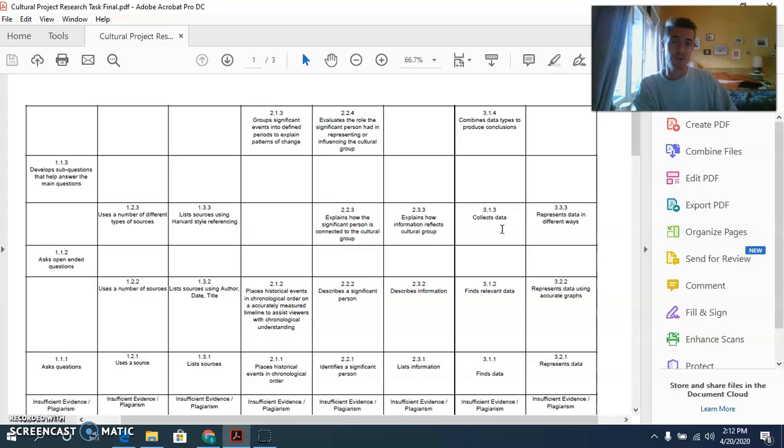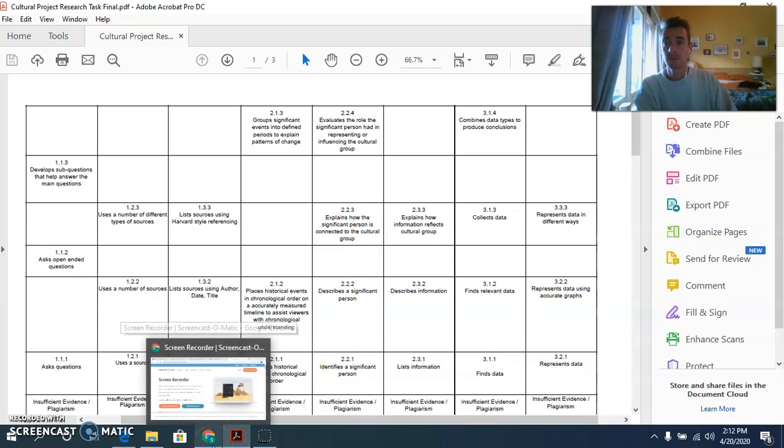So that would be where you yourself have gone away and you've conducted a survey or an online survey, or you've asked one person on their opinion on something they could contribute to your assignment. Again, like I said, we can have a conversation if that's going to be applicable for your work. And then 3.1.4 is combines data types to produce conclusions. So both the data you've found yourself and the data you've collected to produce conclusions.